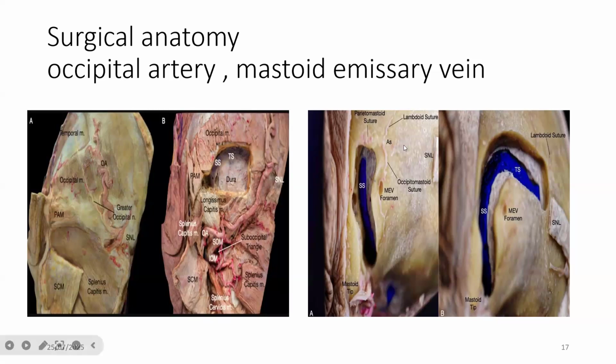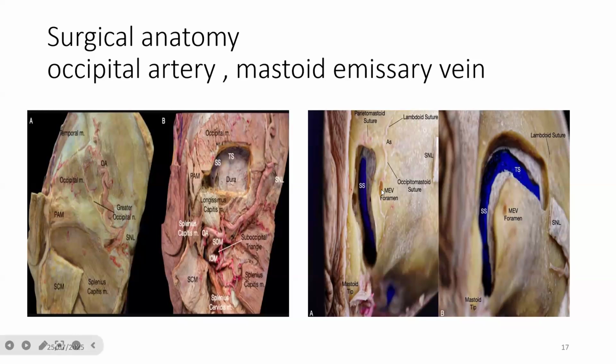Then now, talking about the mastoid emissary vein, this is also an important structure in the retrosigmoid area. There is the mastoid emissary vein foramen through which this emissary vein passes. So once one raises the flap, one sees this foramen. Some authorities say that it overlies the junction between the transverse sinus and sigmoid sinus.